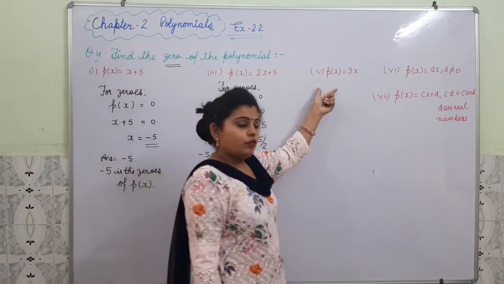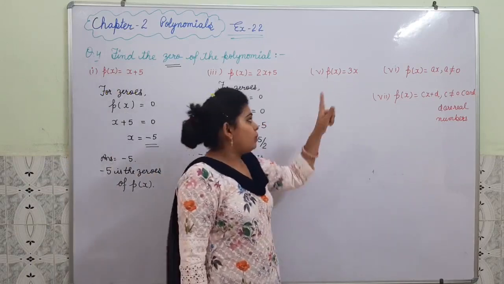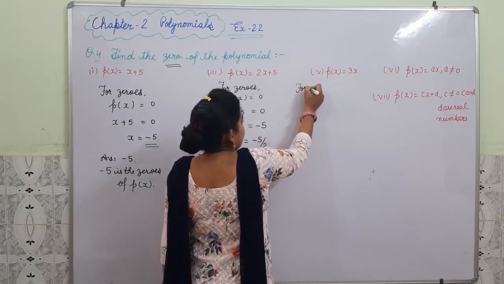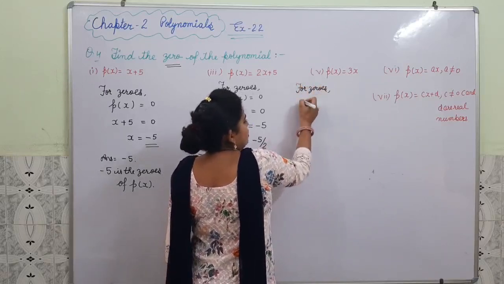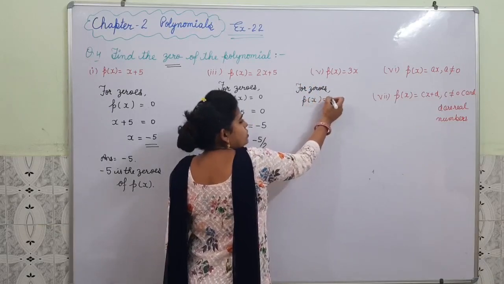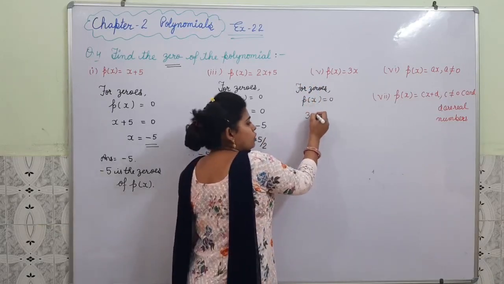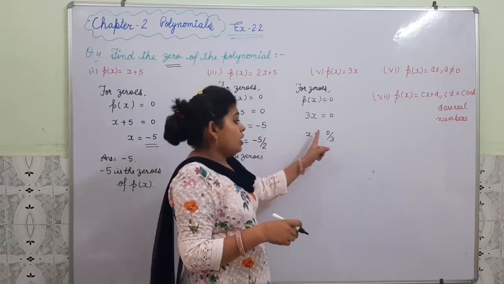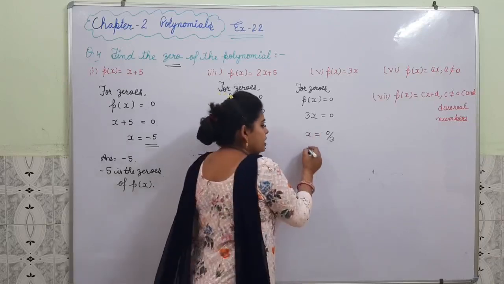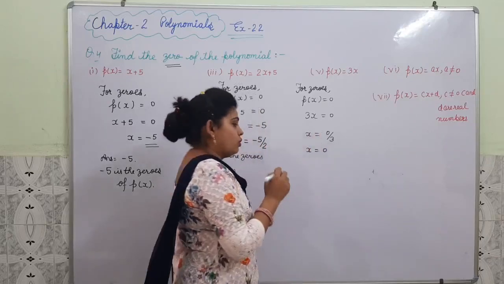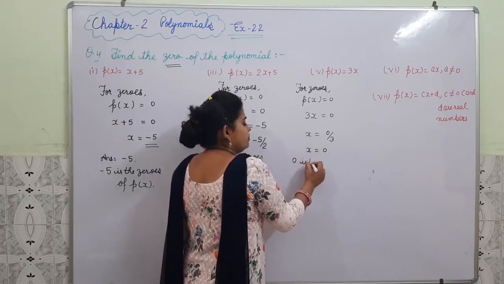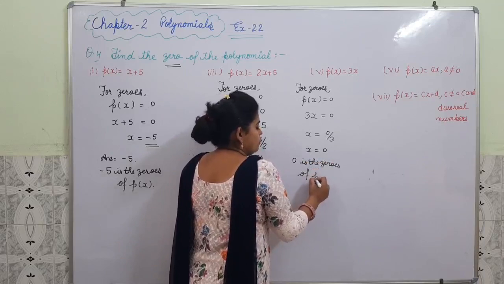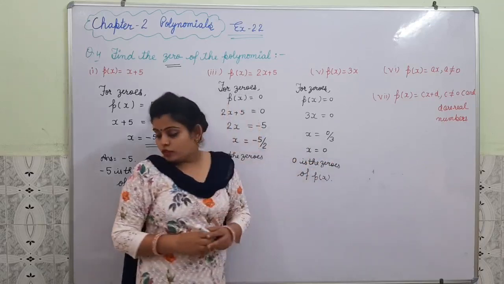Now come to its fifth part. What is given? P of x is equal to 3x. For zeros, p of x will equal 0, so 3x is equal to 0, which means x is equal to 0 divided by 3, and when we divide 0 by any number, we get 0. So x is equal to 0. In this, 0 is the zero of p of x. This is its fifth part.